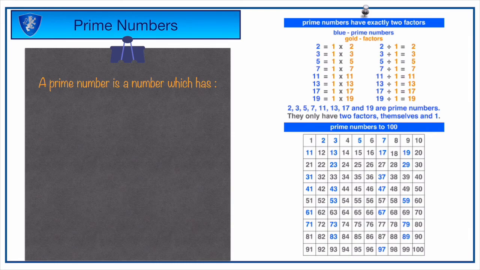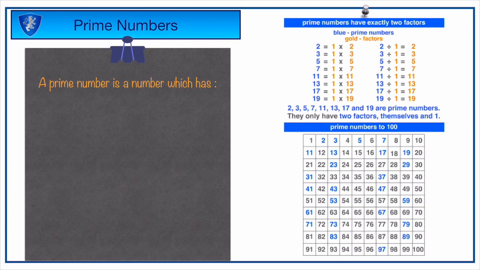The second prime number is 3, and again it has only two factors, 1 and 3. 5, again the factors 1 and 5. 7, 1 and 7, and so on. So the whole list is given here for you to memorize, and make sure that you do not get these wrong. And then at the bottom, you have prime numbers to 100, all shown in blue here, like 2, 3, 5, 7, 11, 13, 17, and 19.